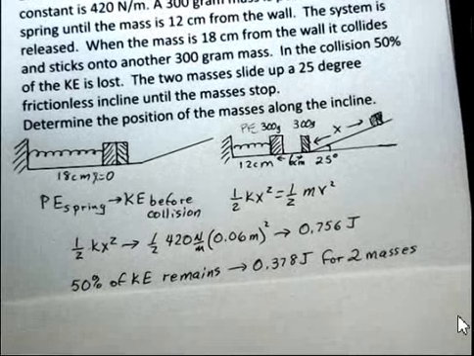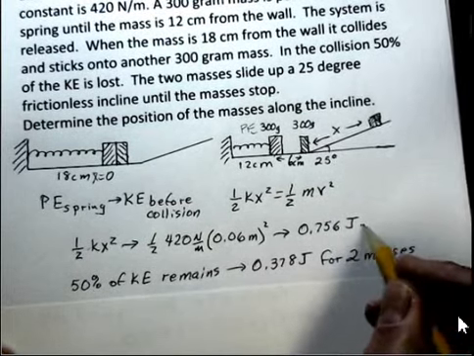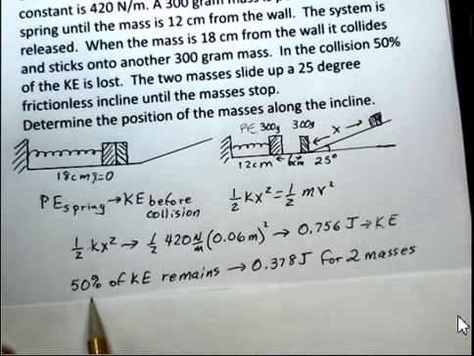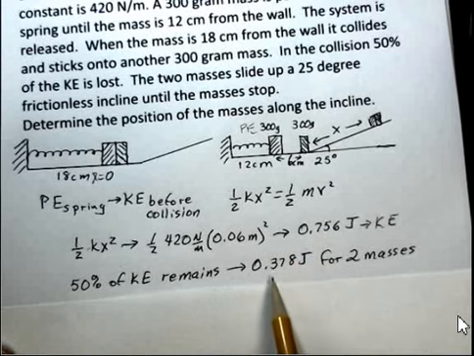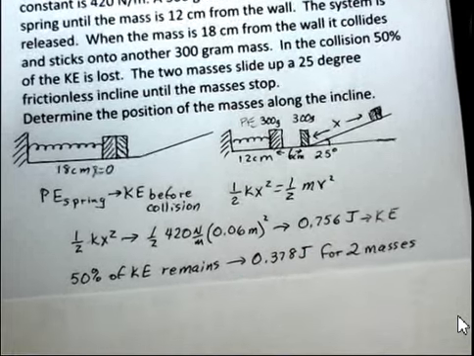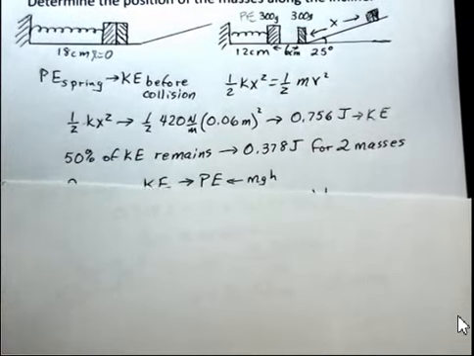So we come to the collision. This now all becomes kinetic energy before the collision. At the collision, 50% of the kinetic energy is lost, and 50% remains in the two objects. So half of this number is 0.378 joules, and that is kinetic energy carried by the two masses as they then move on, and they move up the ramp.